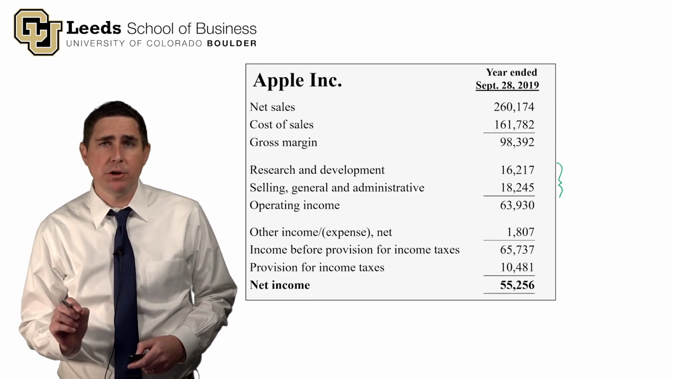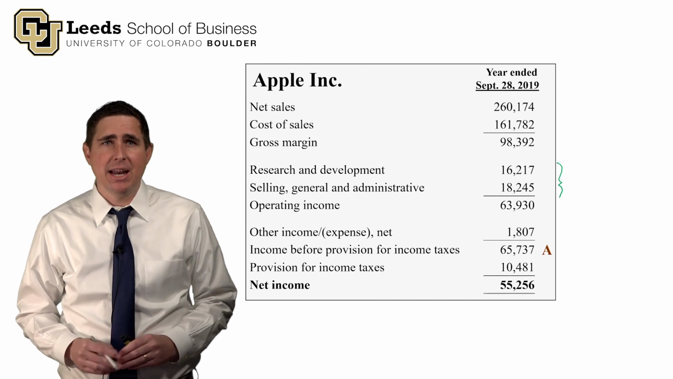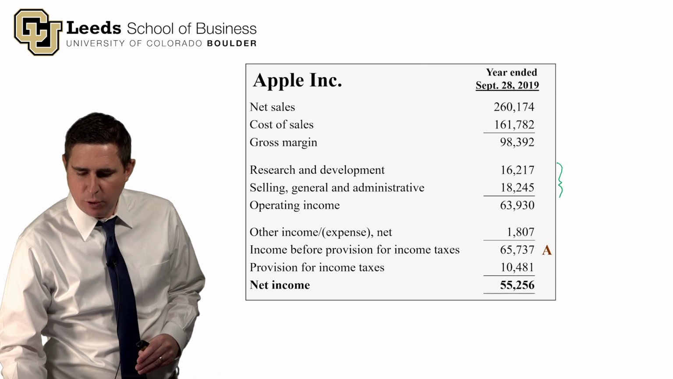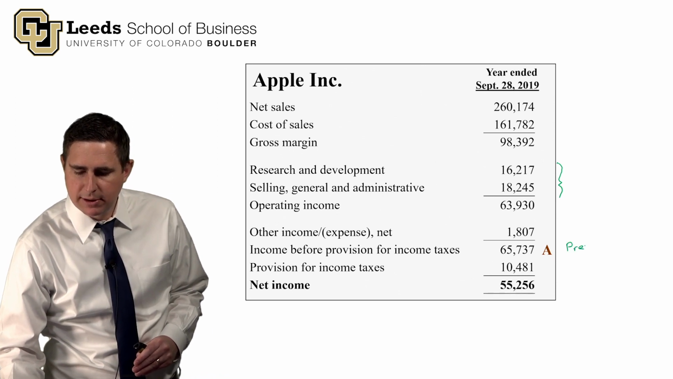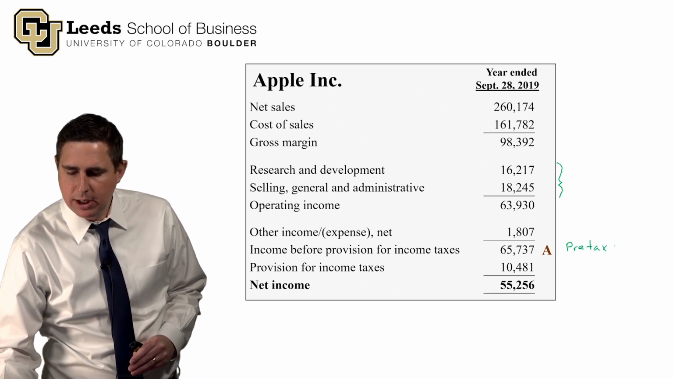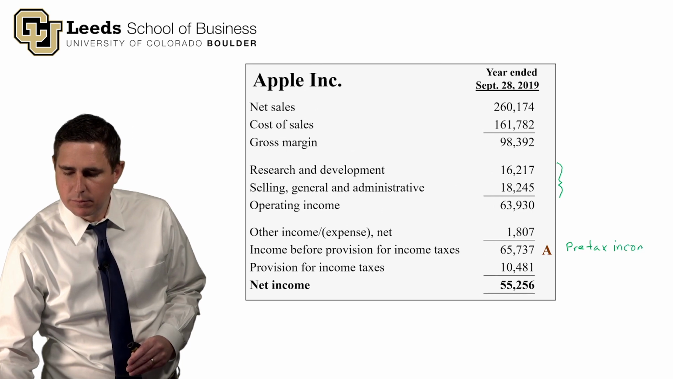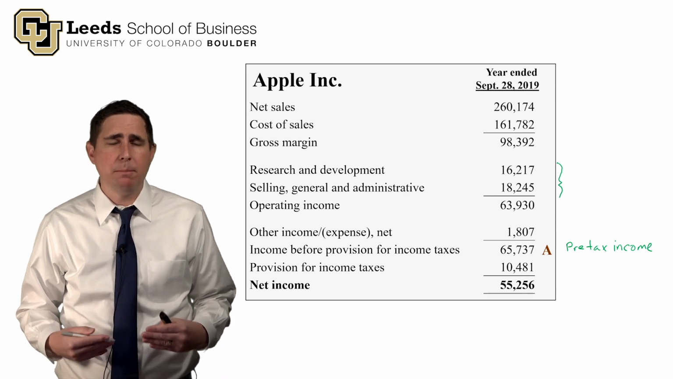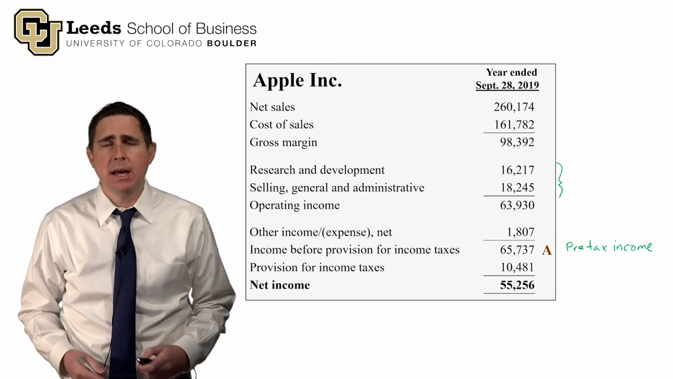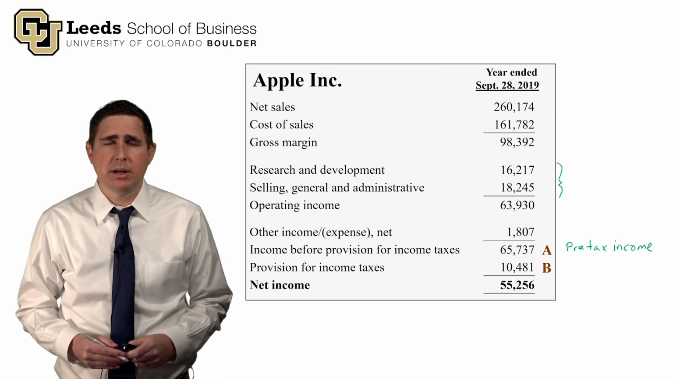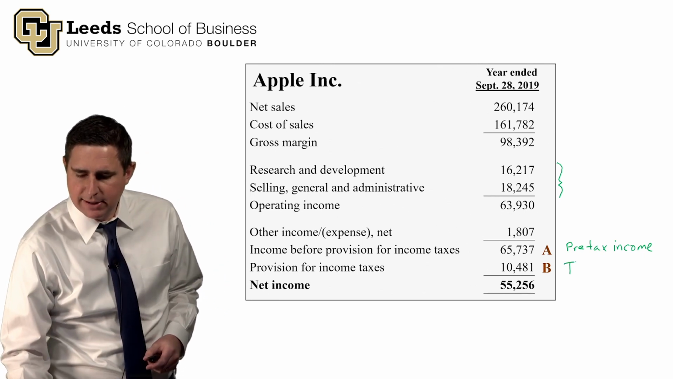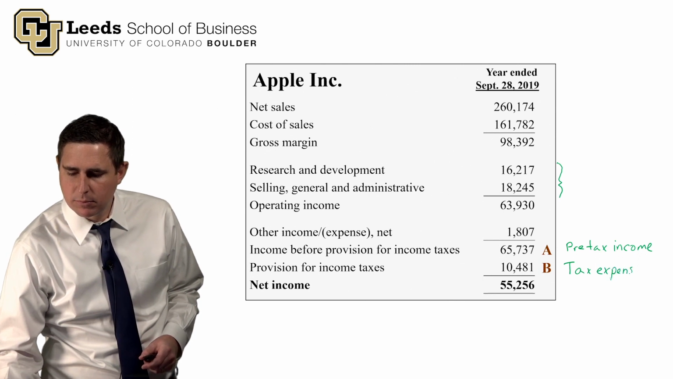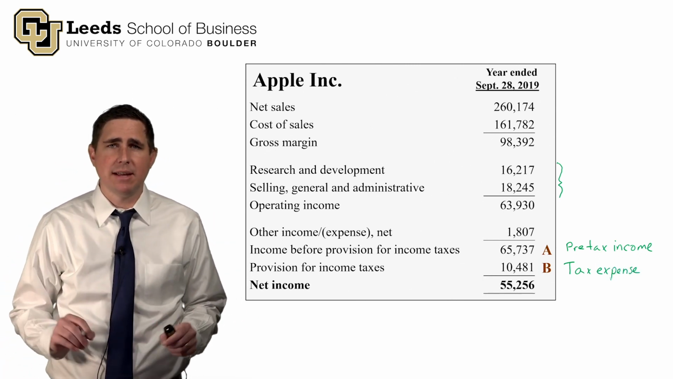The first item I want to point your attention to is item A, and it's called income before provision for income taxes. And that's just another word for pre-tax income. Okay, how much money did Apple earn before they had to pay income taxes to the government? Okay. Item B is the provision for income taxes. And another word for that is tax expense. What was the cost of taxes that they had to pay to the government?